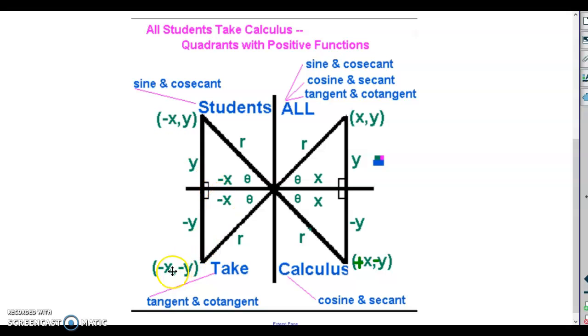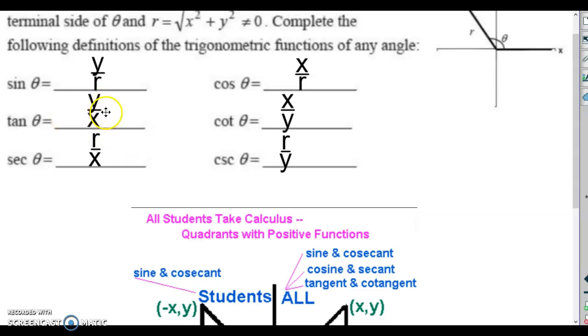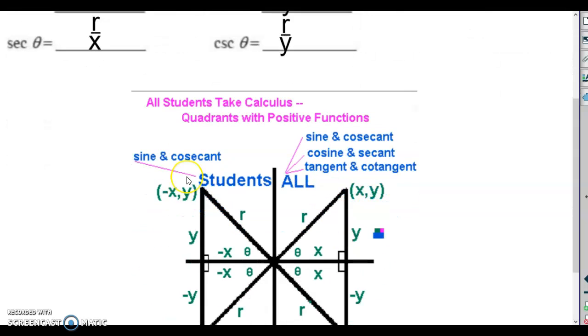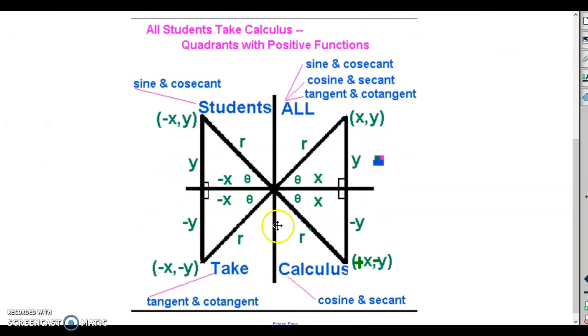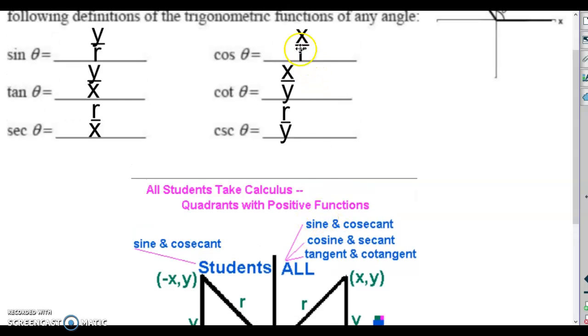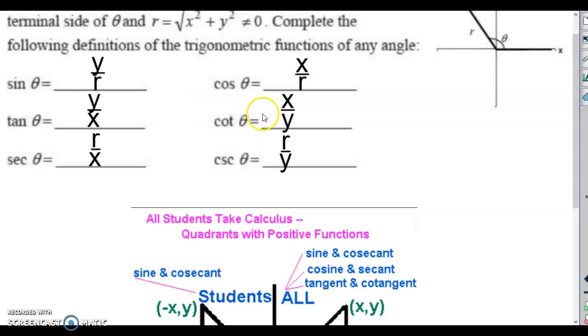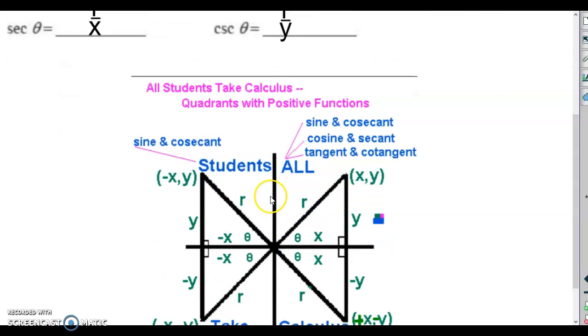In quadrant 3, both the x and the y are negative, so the trig functions that involve both the x and the y are going to be positive because they will cancel each other out, which is why tangent and cotangent are positive in quadrant 3. And finally, in quadrant 4, the x's are positive, but the y's are negative. So anything just involving an x, and of course the r, like we said, is always positive, is going to be positive. And then anything involving a y coordinate, like sine, tangent, cotangent, and cosecant, those are all going to be negative.